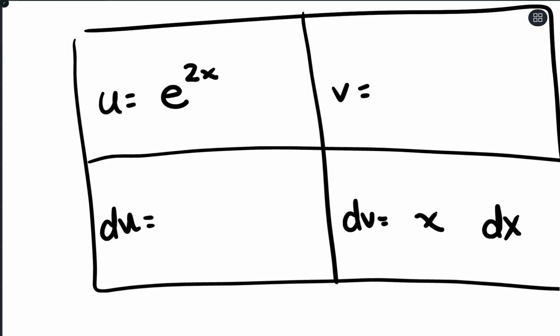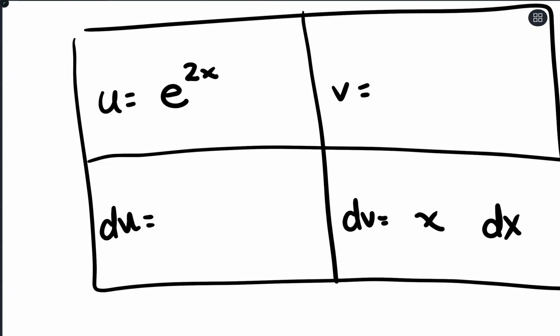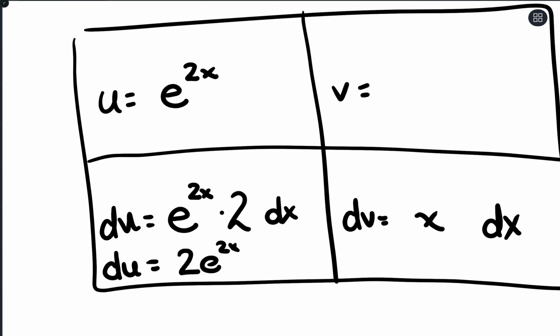So taking the derivative of e to the 2x, we're going to need chain rule here. Our inside function is 2x, outside is e with this exponent. So derivative of the outside is e to the x, keep that exponent of 2x, times the derivative of the inside function, 2x, which is going to be 2. And then dx. So du is going to be equal to 2e to the 2x dx. All right, dv is equal to x dx, which means the antiderivative is x squared over 2. And you're done there.